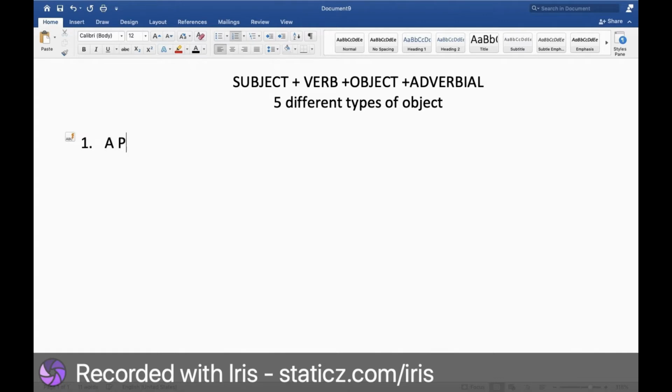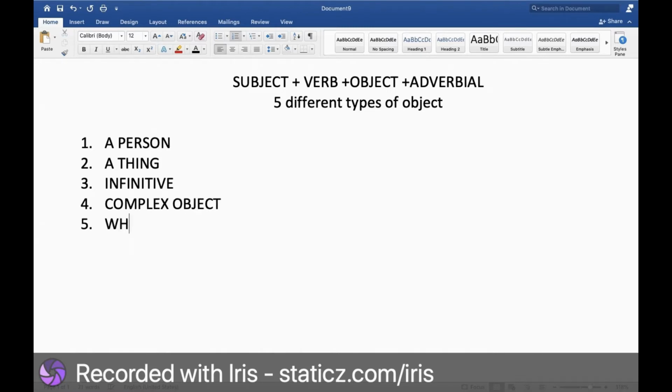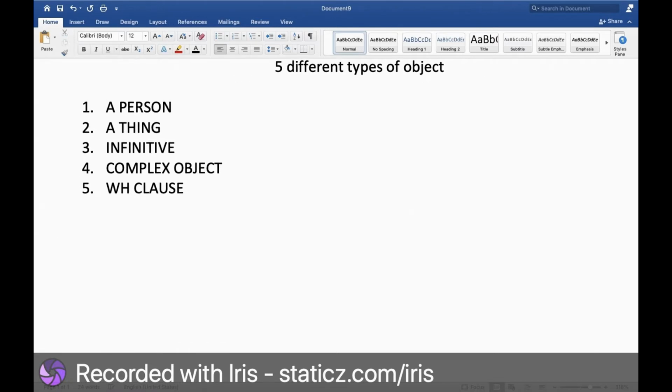Person. We can use a person. Thing. We can use a thing. We can use infinitive construction or infinitive. And there was a complex object. And there was a WH clause. Well, these two things are actually not that hard to understand. So, what's a complex object?